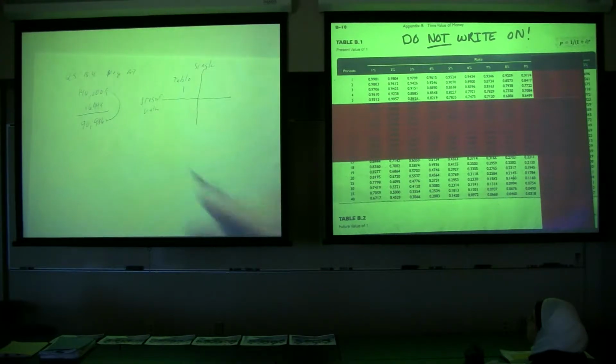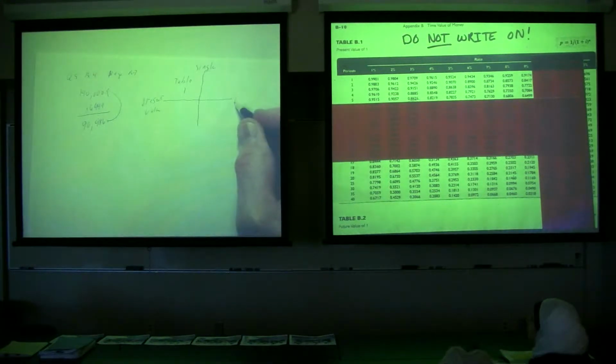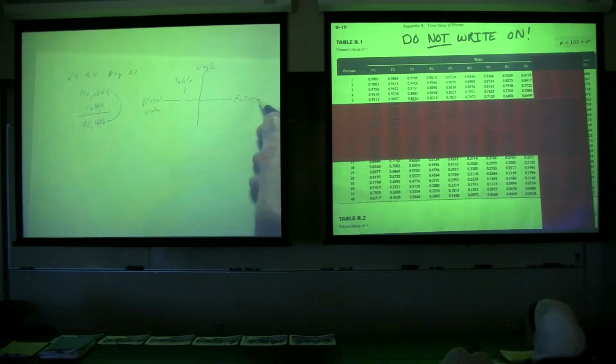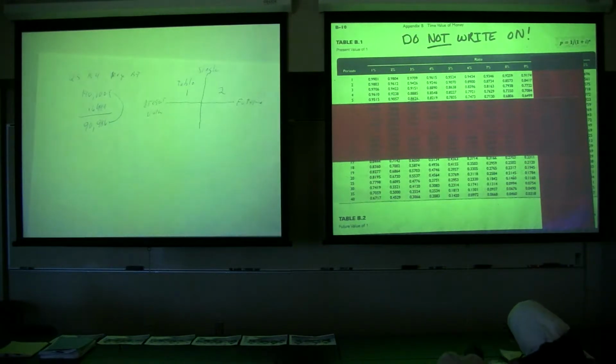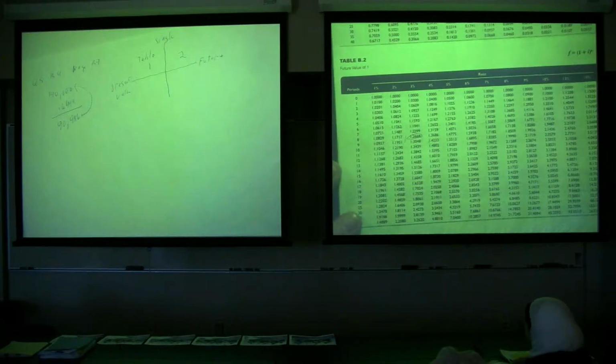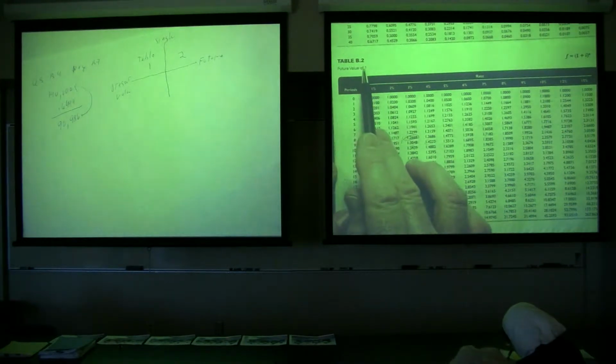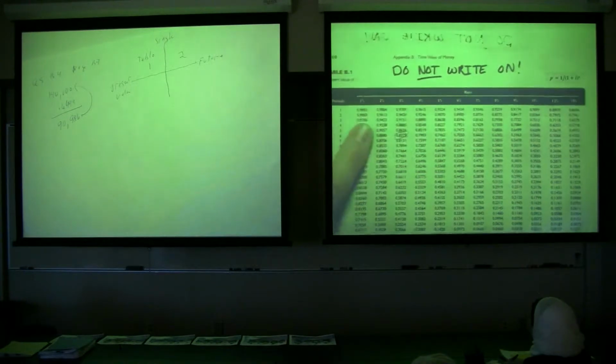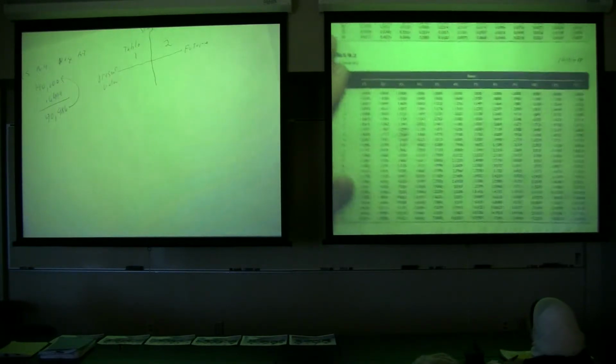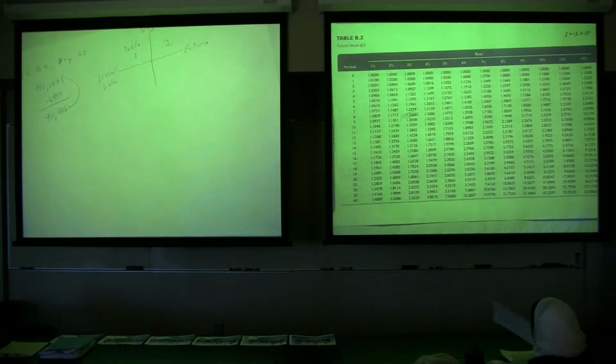Now, let's change this. Again, we have a single amount, but now we're looking for a future value. So we're going to use table 2. And table 2 is right below it. Okay, so table 2 is the future value of $1, just like table 1 was the present value of $1. So it's each dollar.